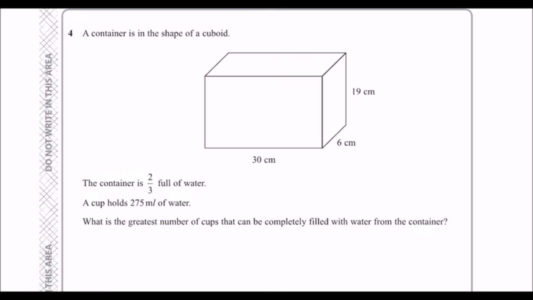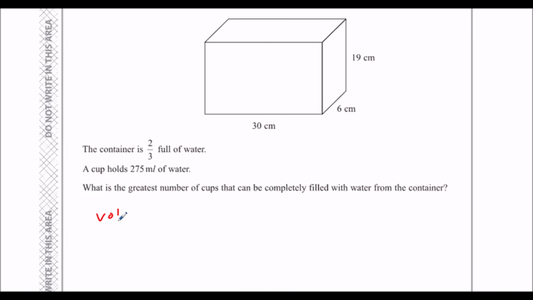Question 4. A container is in the shape of a cuboid. So we've got the measurements given to us in the diagram, 30 centimeters by 6 centimeters by 19 centimeters. The container is 2/3 full of water. A cup holds 275 milliliters of water. What is the greatest number of cups that can be completely filled with water from the container? So we need to know the volume of the container.